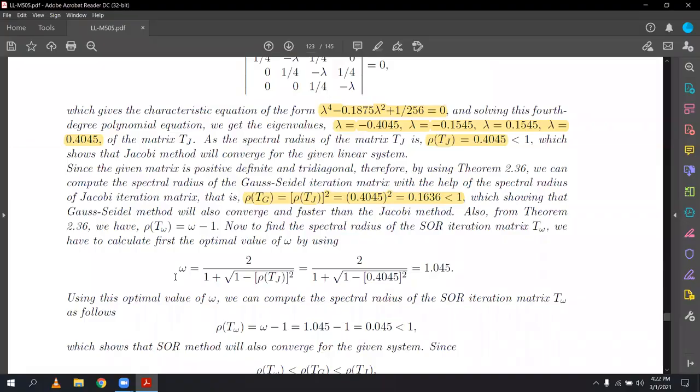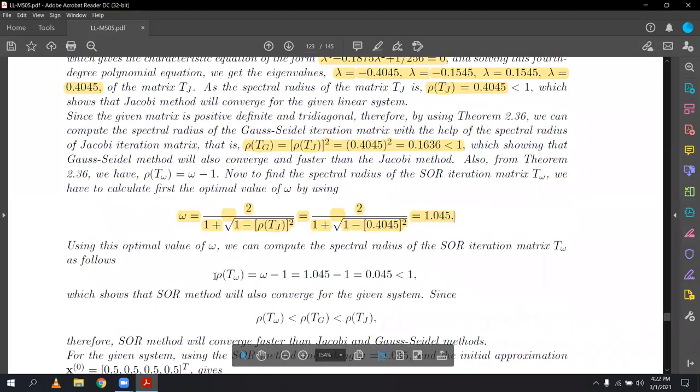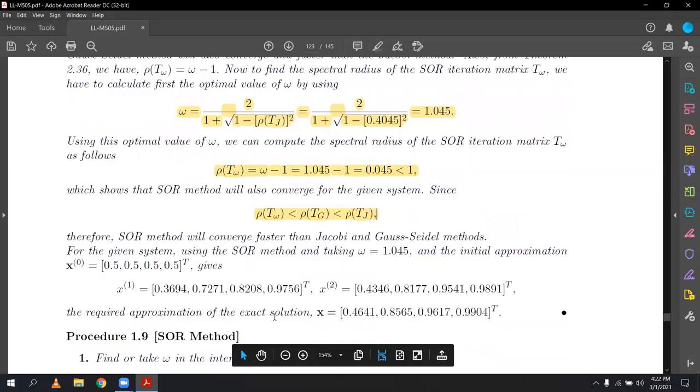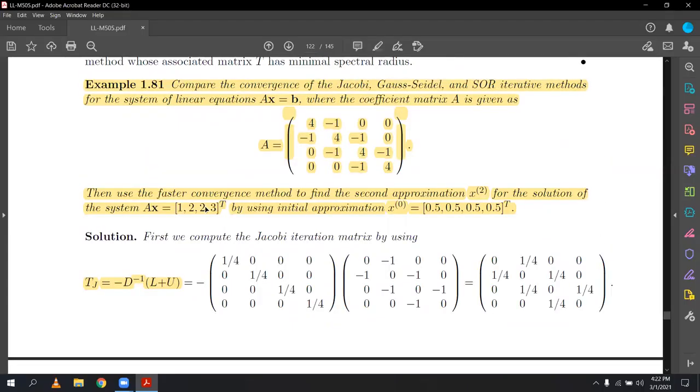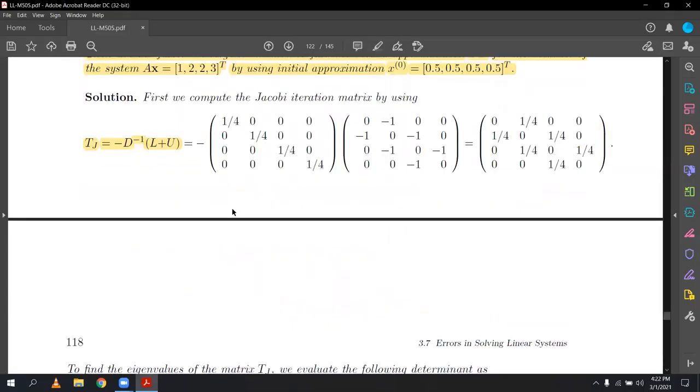And then you have to calculate what? The optimal value of omega, which, inshallah, you will get, the same way which we did in the previous example. And then you find it directly from this here. And then you can show that the spectral radius of TW is less than the spectral radius of TG. The smaller the norm, the spectral radius rho, the faster the convergence of the matrix we have here. Then he says, use the faster convergence method, and of course, the faster convergence method is the SOR method.